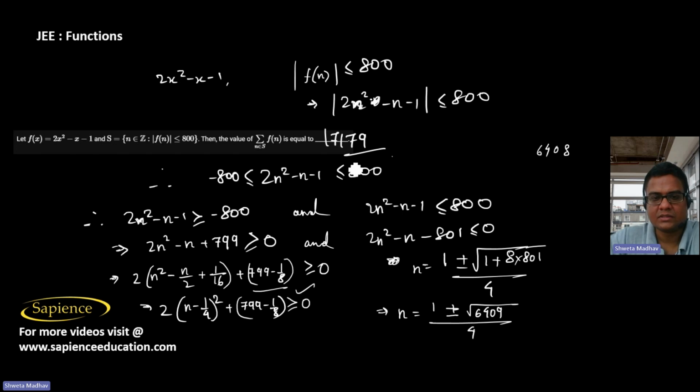So it is 17,179. This is the answer of summation f of n, where n belongs to S.